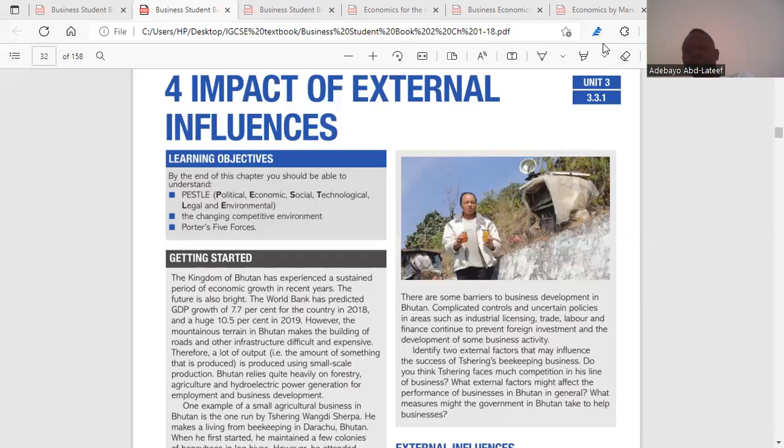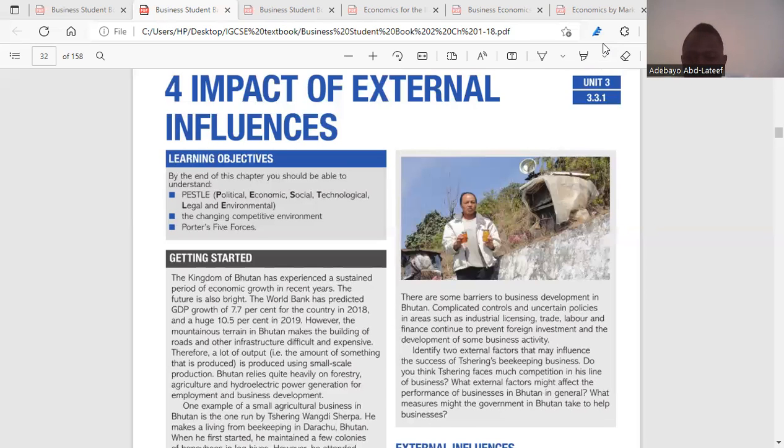So that's all about PESTLE analysis. And I'm going to say PESTLE analysis again. When we talk about PESTLE analysis, it is an analytical tool that can be used to analyze the impact of external influences. And they are political, economic, social, technological, legal, and environmental analysis. So we go to the impact of external influences.